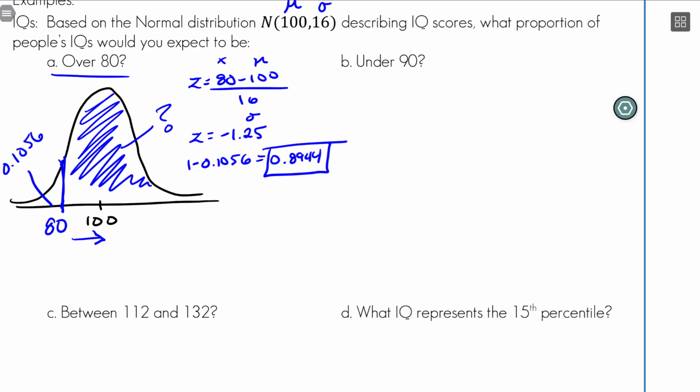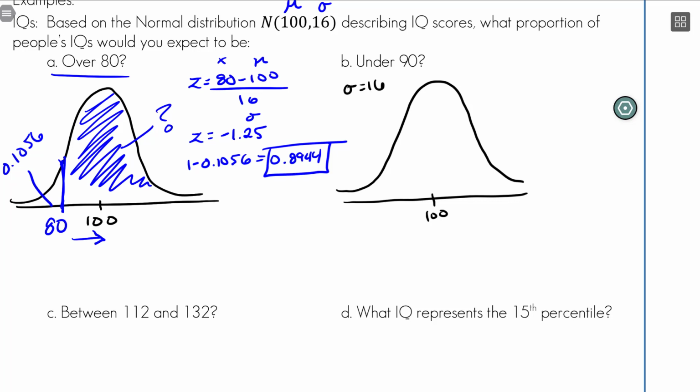Our next example wants to find any IQ that's under 90. Well, it's the same distribution. It's still approximately normal, with a mean of 100 and a standard deviation of 16. We always like to write out our standard deviation. That's always helpful. Now, the individual in question is going to be somebody that scores under 90. So 90 is less than 100. It's to the left-hand side. Draw my cutoff. Under 90 means I'm looking everything to the left. And that's going to be this space. This is what we want to know. What is the area under the curve to the left of 90?